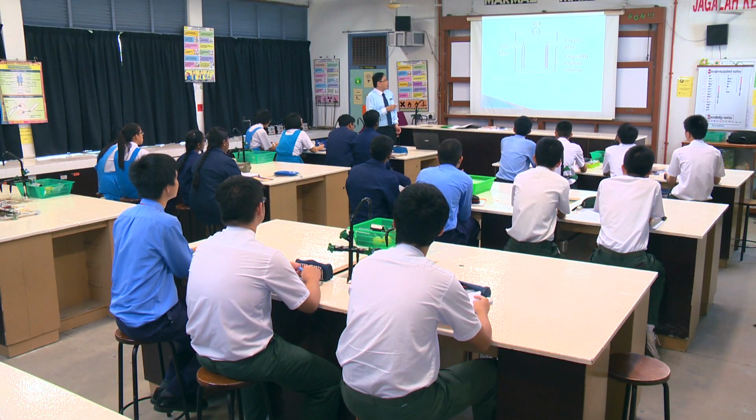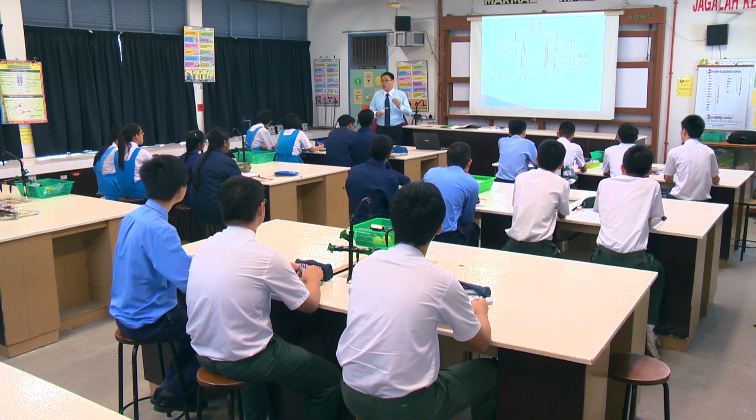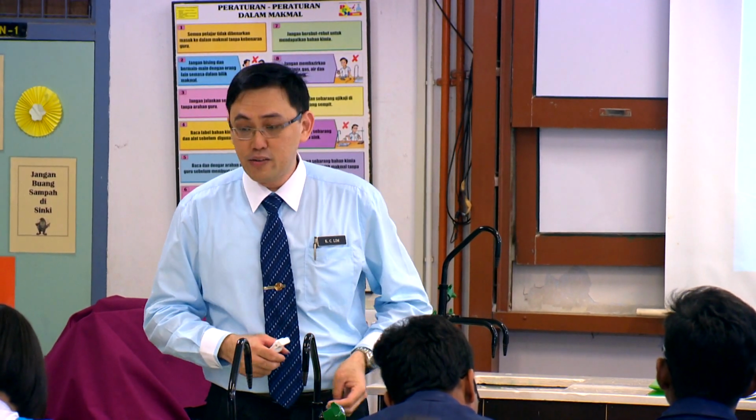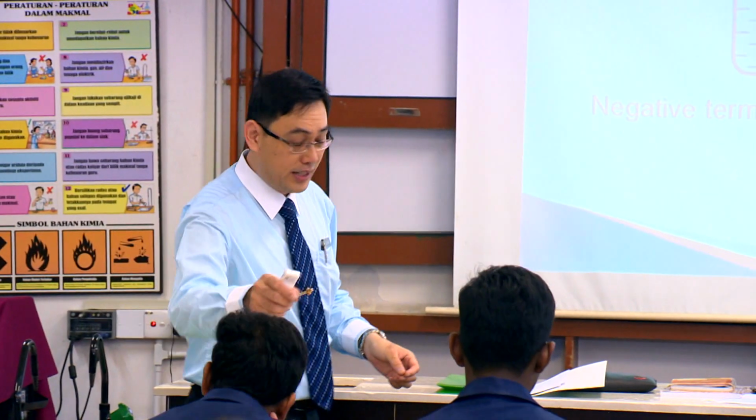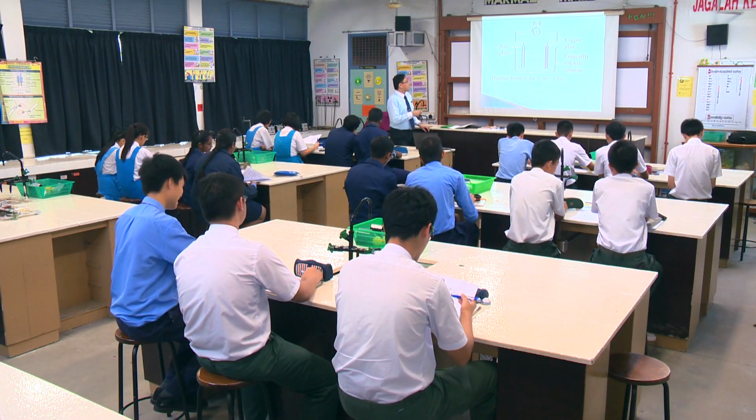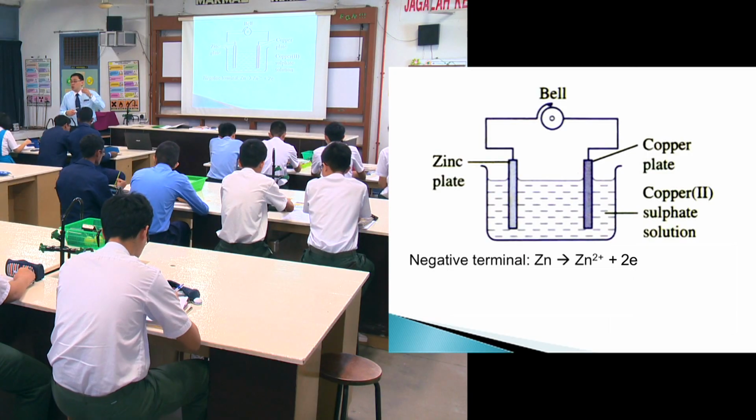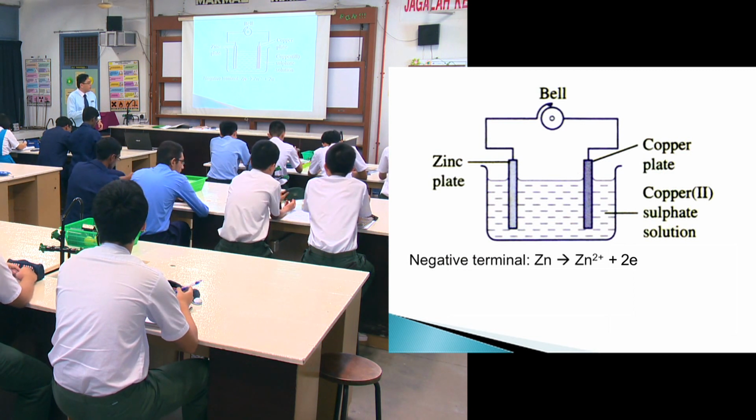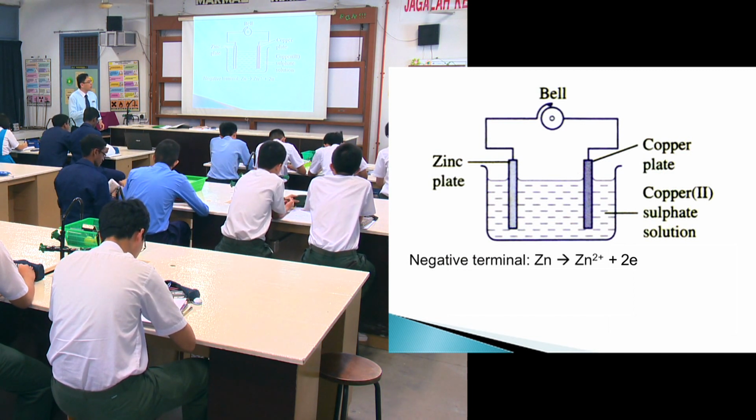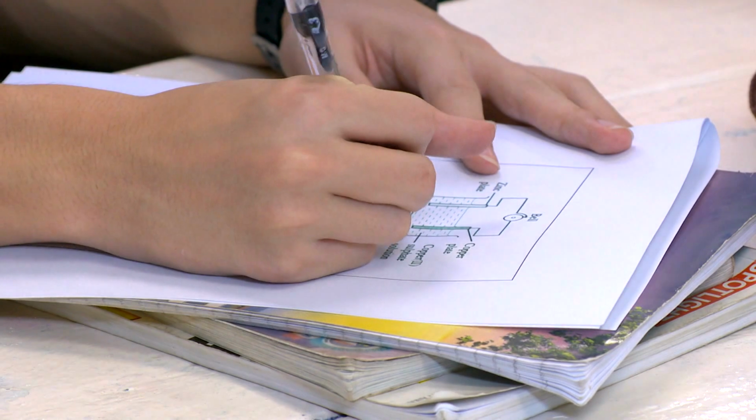Then when the zinc becomes the negative terminal, we are going to write down the half equation. You may jot down the half equation on paper first, because we know that zinc will tend to lose electrons. So what happens is Zn becomes Zn2+ plus 2 electrons.